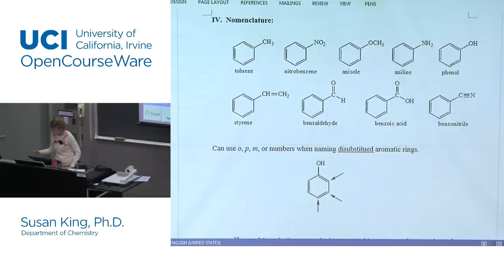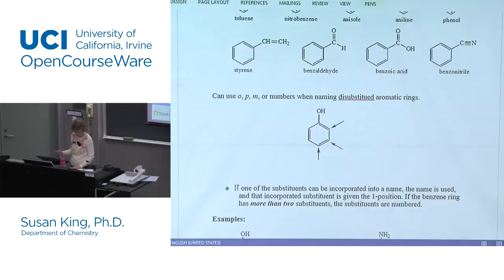We talked about ortho, meta, and para when we did chapter 16, but I'll remind you. O for ortho means there's a 1-2 relationship, if there are two substituents on the benzene ring. Para, we can use P for short, is a 1-4 relationship between the two substituents. And meta is a 1-3 relationship.